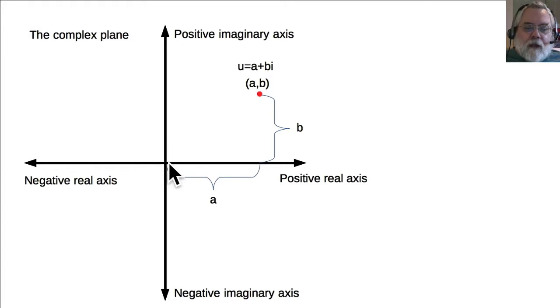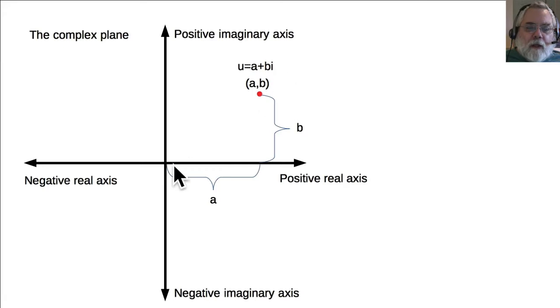Here we have the positive real axis, and here we have the negative real axis. And intersecting at the origin, perpendicular to the real axis, we have the positive imaginary axis and the negative imaginary axis. So u is the complex number a plus bi.